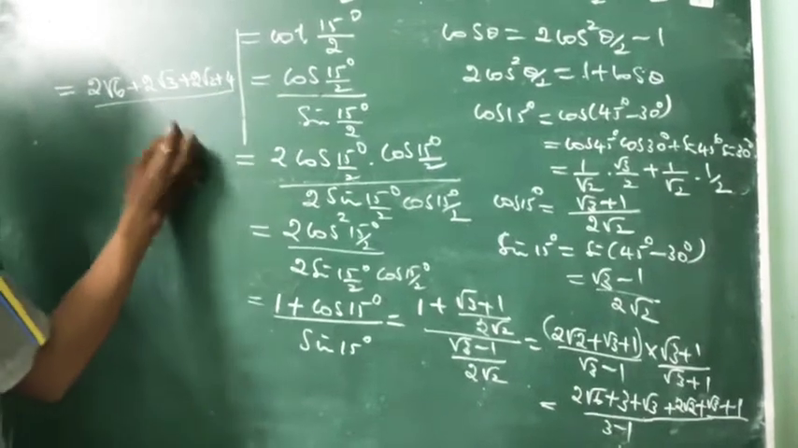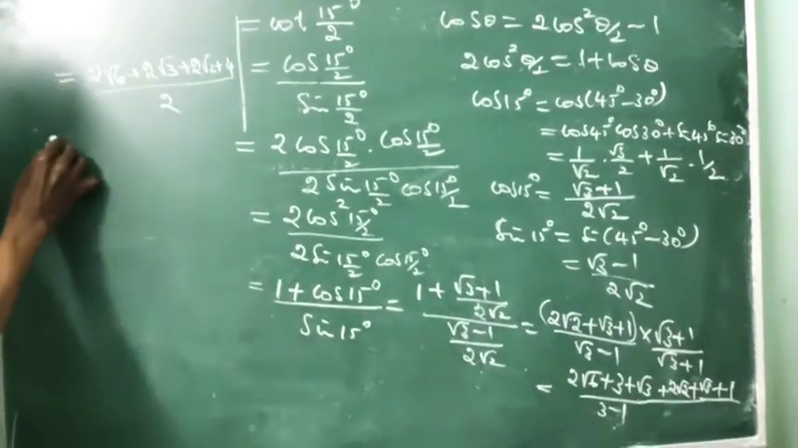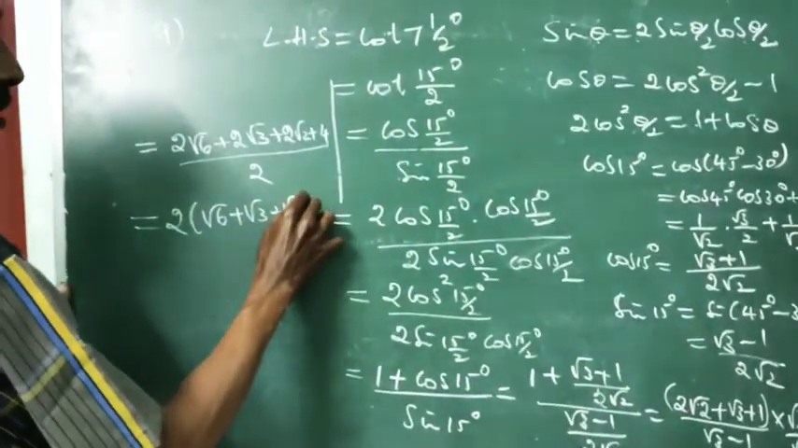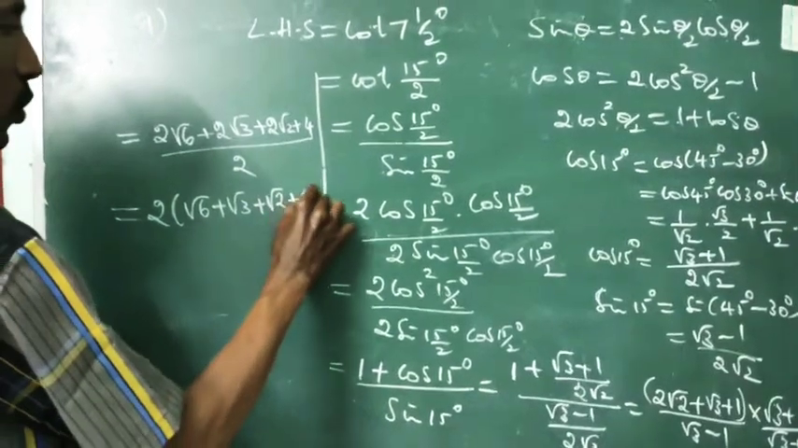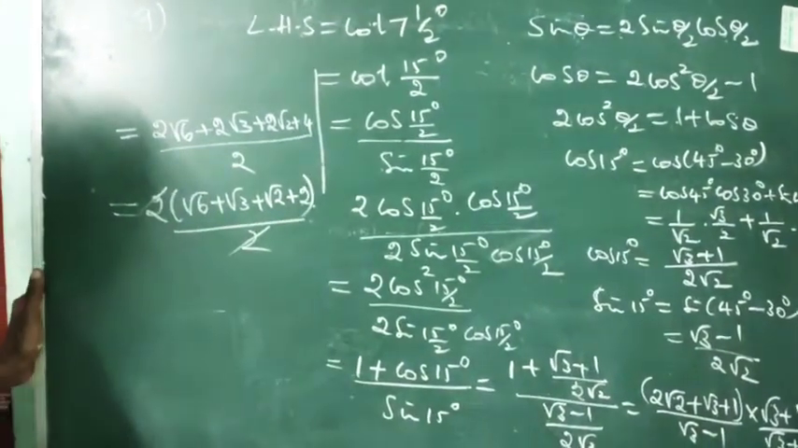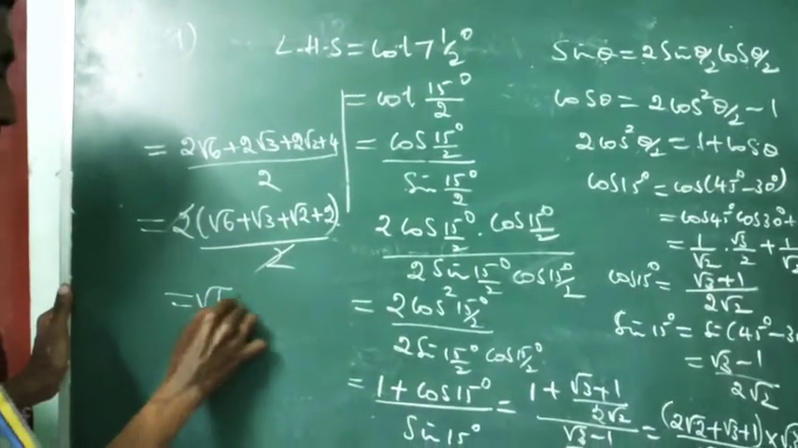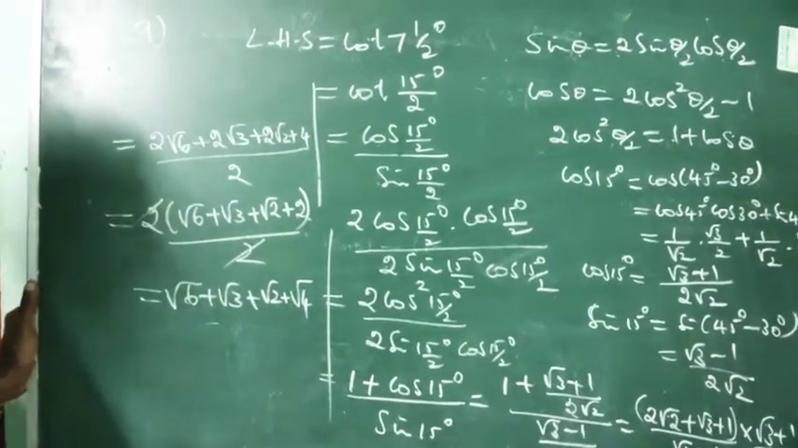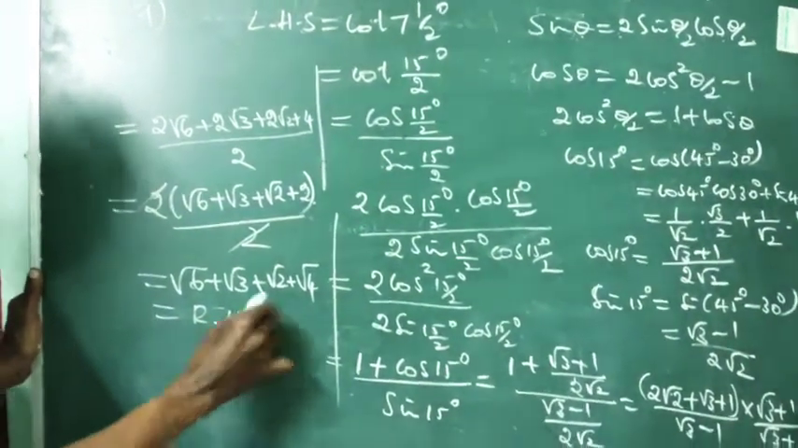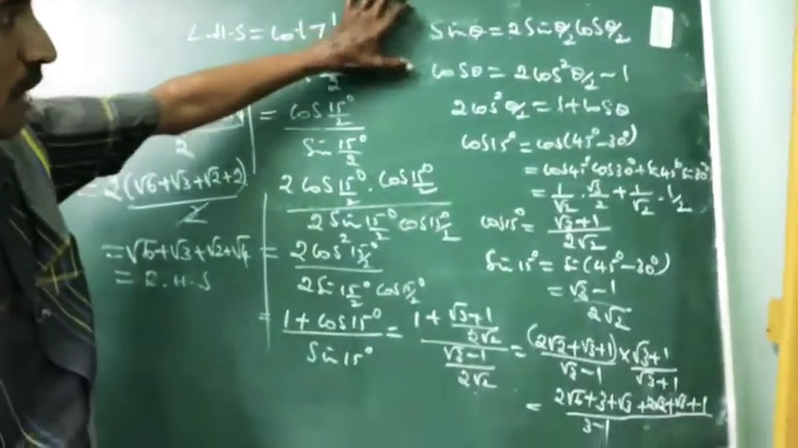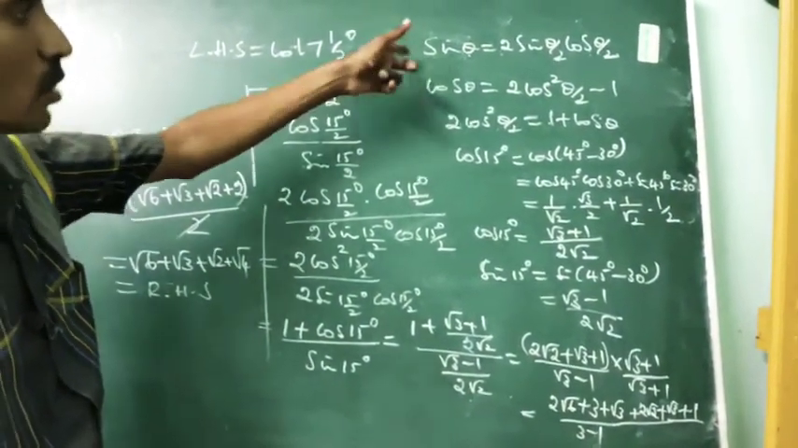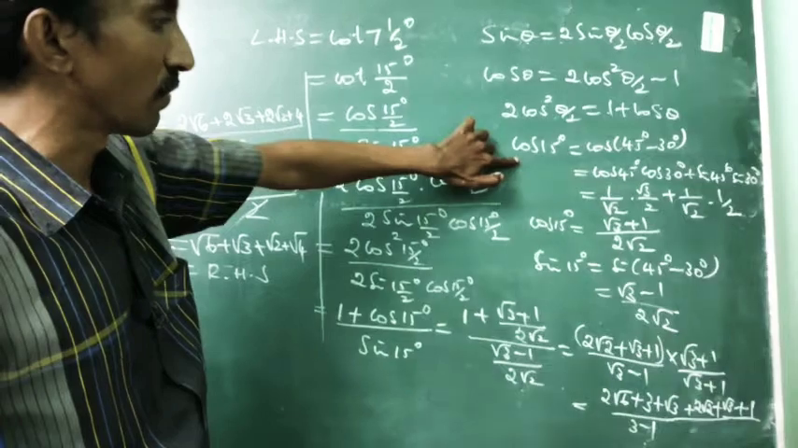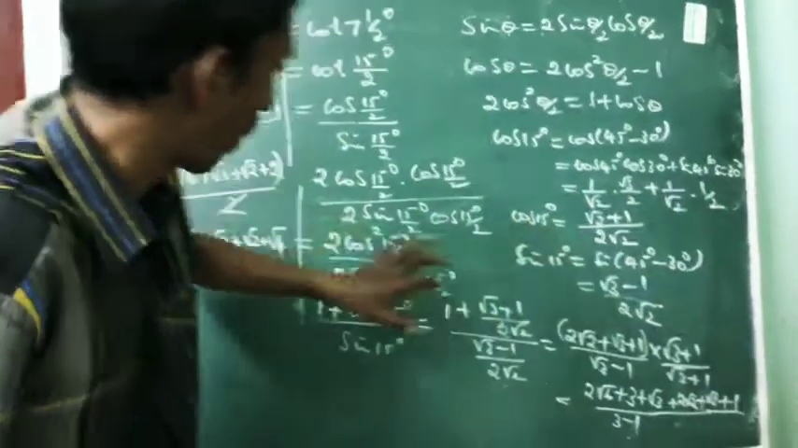Okay. So by 2. In the numerator, take 2 common. 2 into root 6 plus root 3 plus root 2 plus 2, by 2. 2 to cancel. This 2 can be written as root of 4. That is the RHS. My dear student, you have to remember the half angle formula, into theta, theta by 2 into theta. Remember these two formulae and how to get cos 15, sin 15. We are using all the values here.